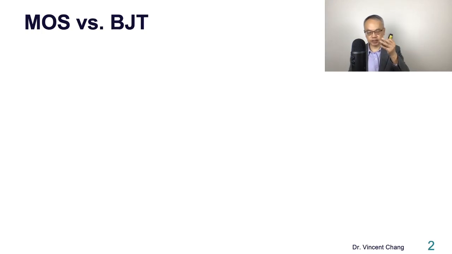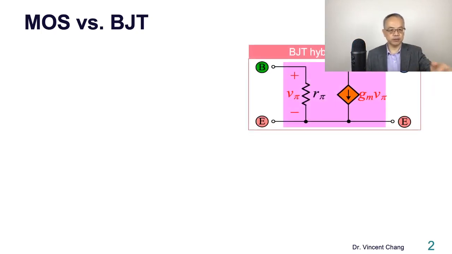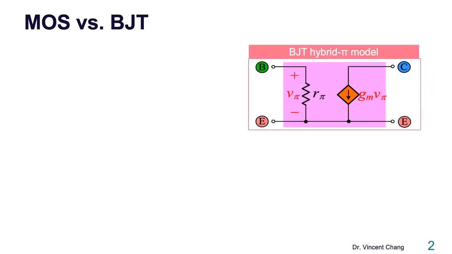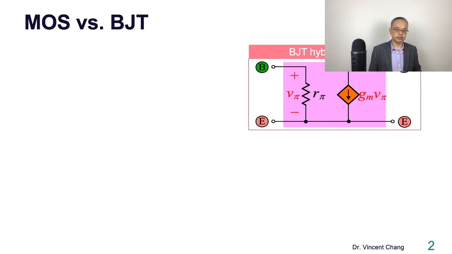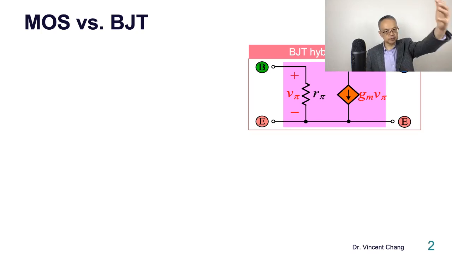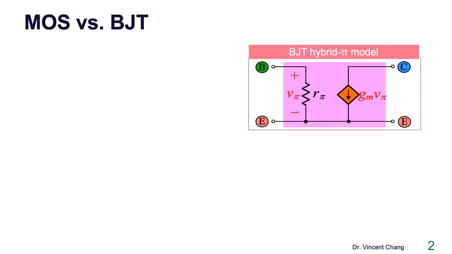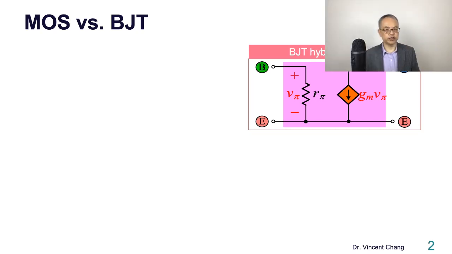Okay, let's review the small signal model and the relationship between the MOS and the bipolar. Let's start with the bipolar one. On the right-hand side is the model for the bipolar junction transistor. On the left-hand side, you're going to see the MOS. So here's the bipolar hybrid-pi model. The r pi, v pi, and voltage controlled current source. Emitter, base, collector, in a common emitter configuration.